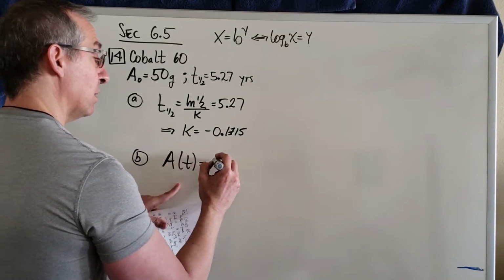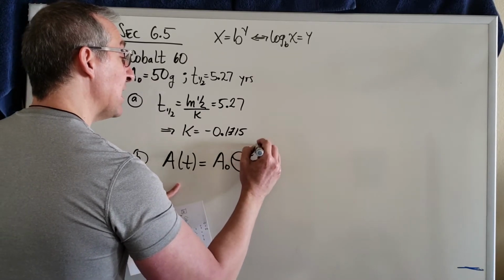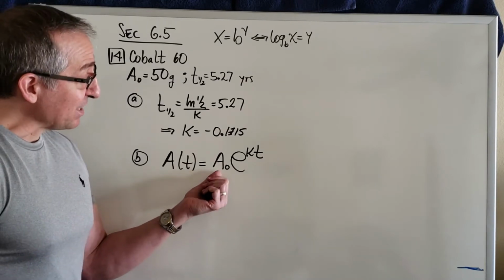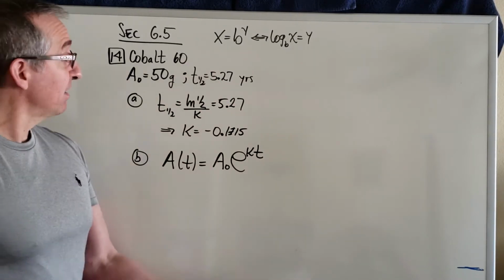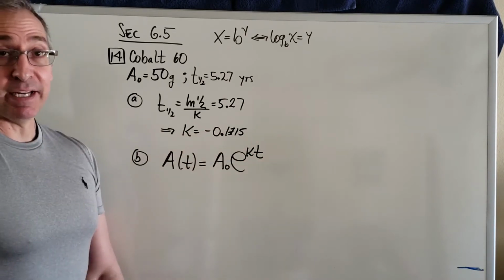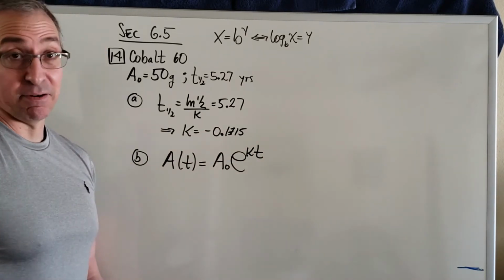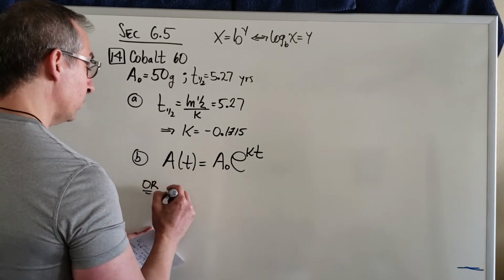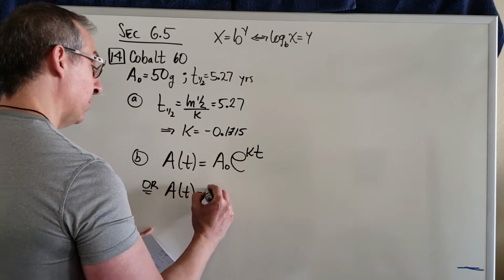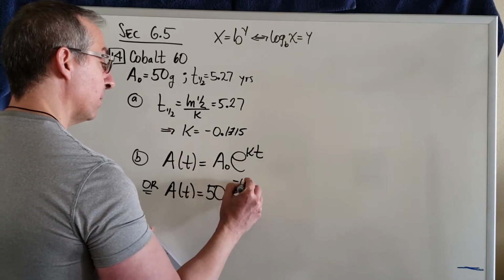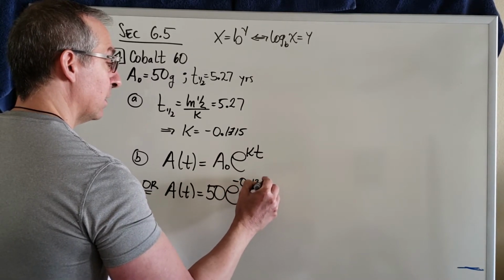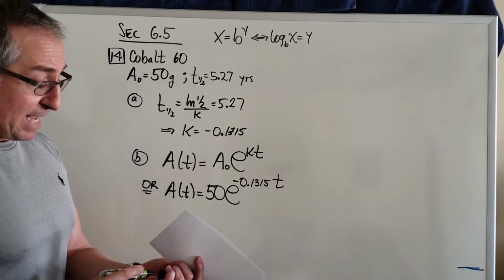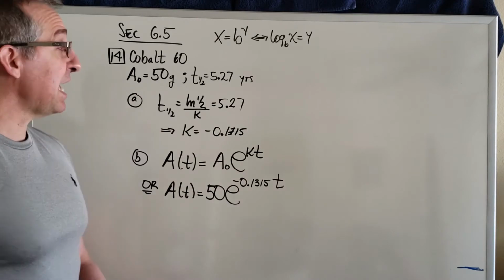From our previous work, we know that they're asking us for this. What they're saying is drop that number in A sub 0, that's 50 right here. Drop in K, that's this value right here. All they're asking you to do, gang, is put the pieces into the formula. That's it. So here, just like that.